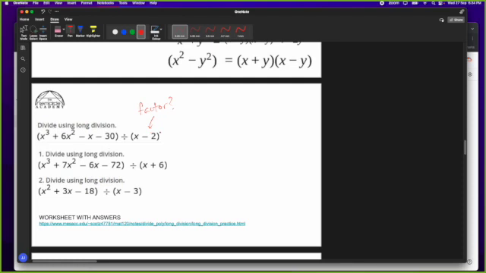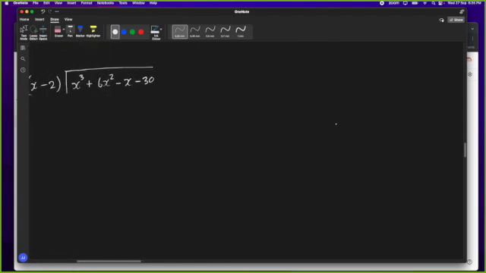I feel I should do one, you know. Let me do this first one. Just for people like Sydney who are a little bit iffy on it, I'll just do this first one. x cubed plus 6x squared minus x minus 30 is being divided by x minus 2. All right, and check the method here.